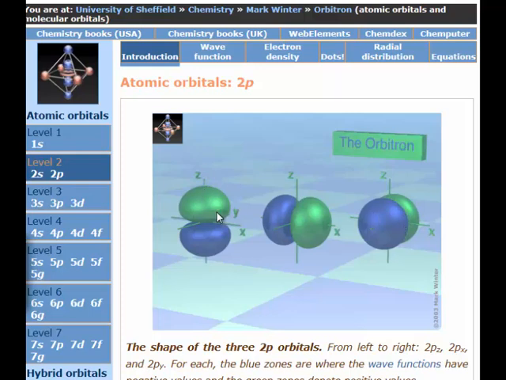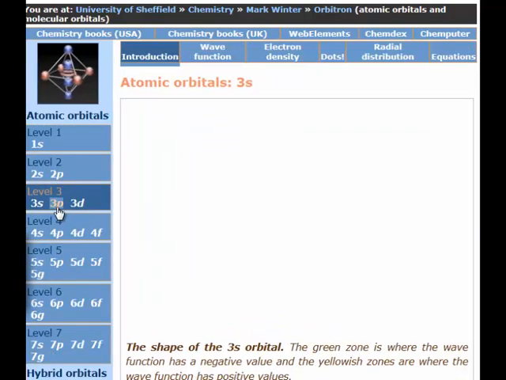I know that I have three p's. That's what's important. I have one along the px axis, one along the py axis, and one along the pz axis, because again, we're three-dimensional. But what do you need to know? There are three different p orbitals. Okay, so look at my third energy level. I still have an s.